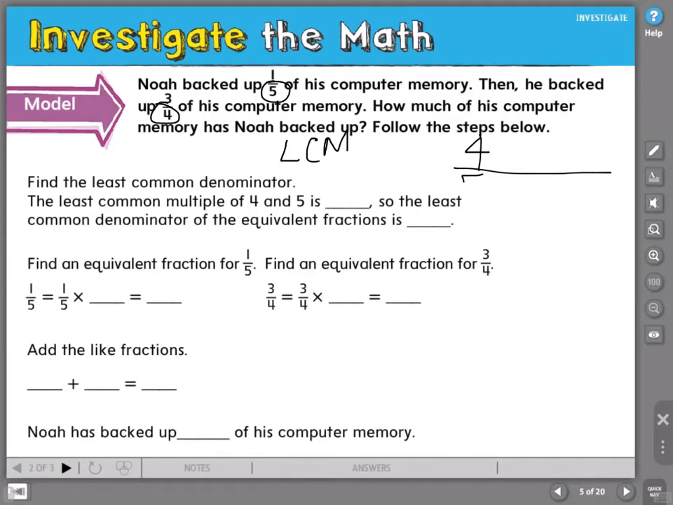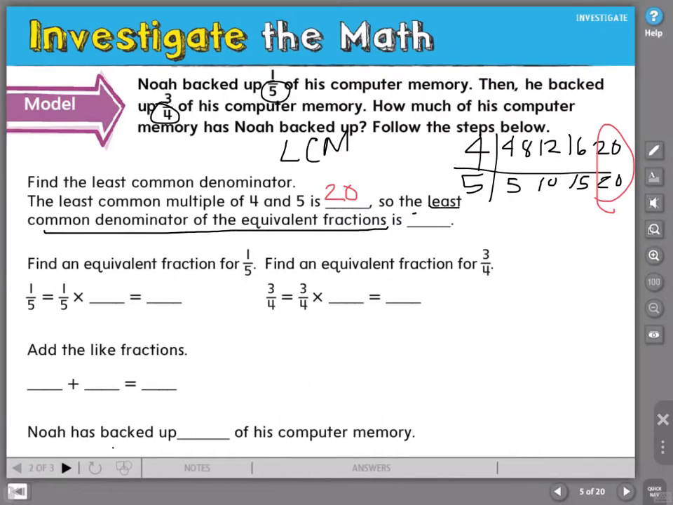4, 5. Multiples of 4: 4, 8, 12, 16, 20. Multiples of 5: 5, 10, 15, 20. The least common multiple is 20. The least common multiple of 4 and 5 is 20. So that is the least common denominator of the equivalent fractions. So we want to turn 1/5 into a fraction that has 20 as a denominator.